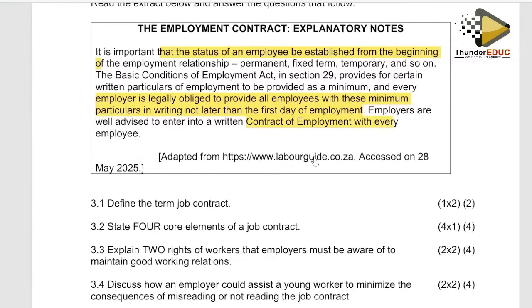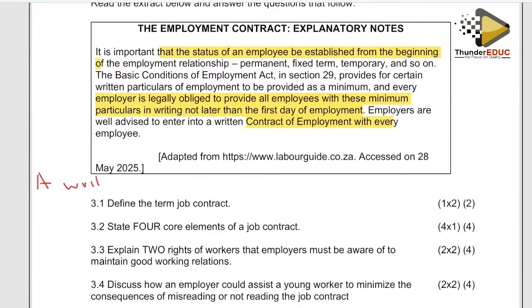So the first question reads, define the term job contract. So basically, when you talk about a job contract, we are talking about a written agreement. Job contract refers to a written agreement between the worker and the employer. So this should be in black and white. It is a written agreement between the employer and the worker or the employee.